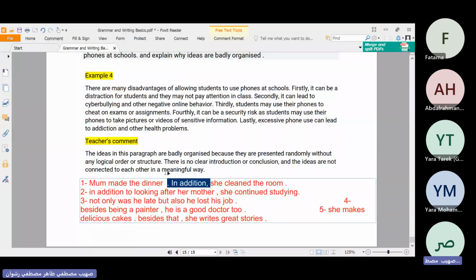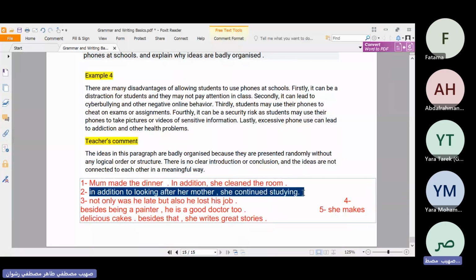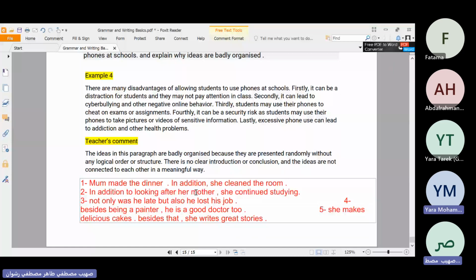Okay, Yara Muhammad, punctuate your sentence. Yeah, because I'm writing on a laptop, I didn't have time. Okay, punctuate it for us. Tell us where the problem is and how to fix it. Okay. First, in addition must start with a capital letter. In addition, the I is capital. What else? Is there another problem? In addition to looking after her mother, yes, the rest is correct. Thank you, Fatma.